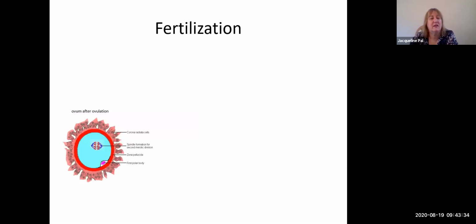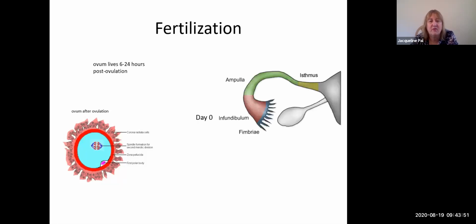So at fertilization, the ovum after ovulation is stuck in metaphase 2 with a polar body off to the side, the red zona pellucida, and all the corona radiata granulosa cells. Okay. This lives 6 to 24 hours after ovulation. So this is occurring here. Ovulated, the fimbriae creating their currents, bringing it into the fallopian tube where we have cilia, as well as some peristalsis. And what happens is fertilization usually occurs here in the distal third, closer to the fimbria side, not closer to the uterus side.